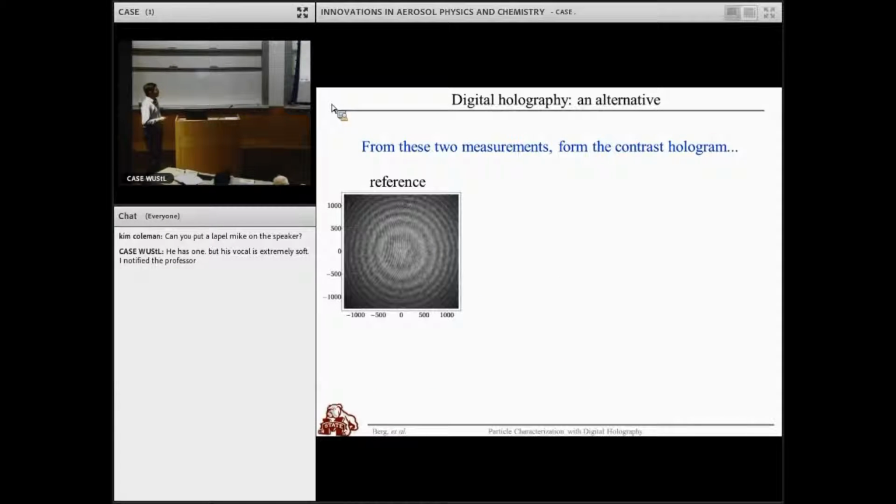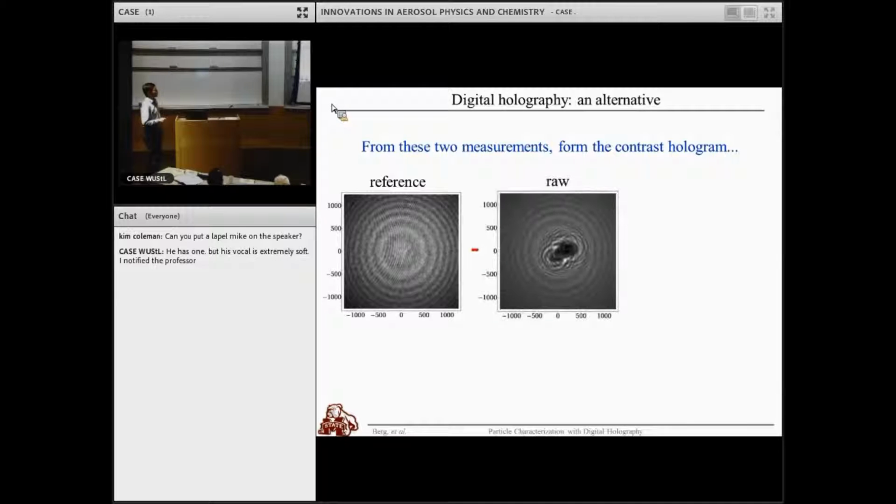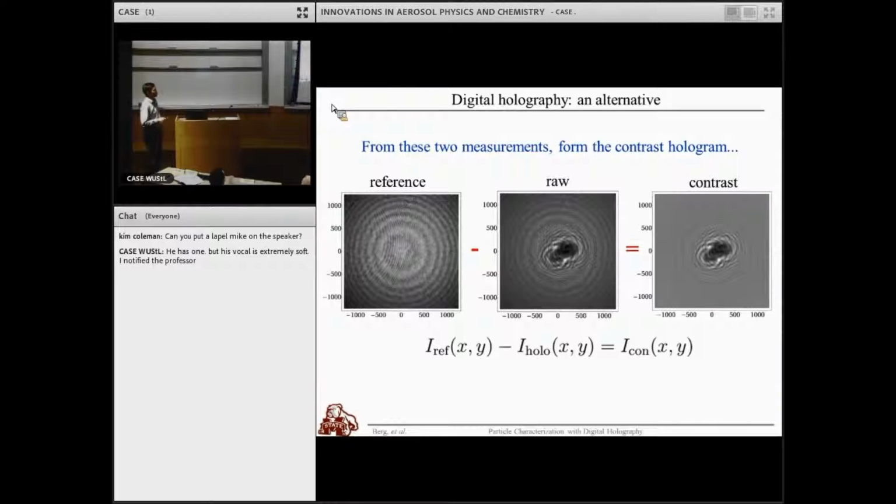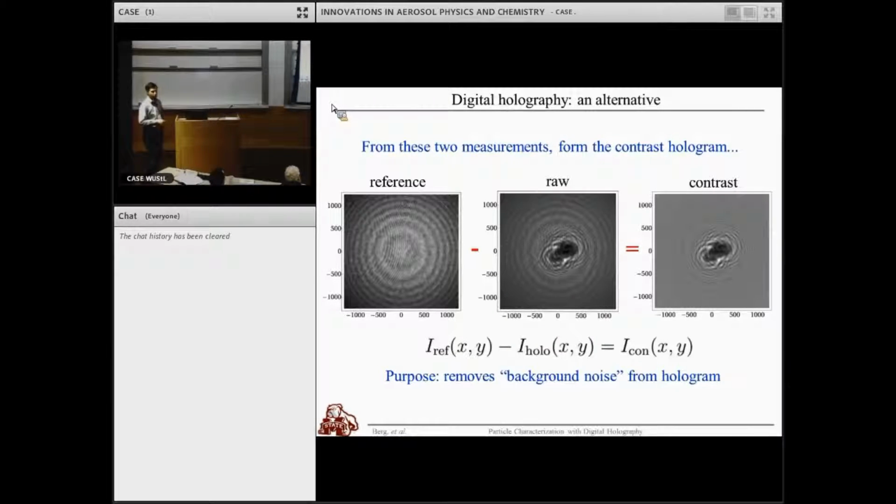So before we do anything more with this, what we'll do is take the difference between that reference or background measurement we did when there's no particle present. We'll subtract from it the interference pattern we measure when the particle is present. And this gives us a difference measurement we call the contrast hologram. Okay? This background subtraction really serves the purpose to eliminate a lot of the noise present in the beam and will subsequently improve the characterization of the particle. I guess I already said this. Note that this is, again, a very complicated pattern. So what can we do with it?